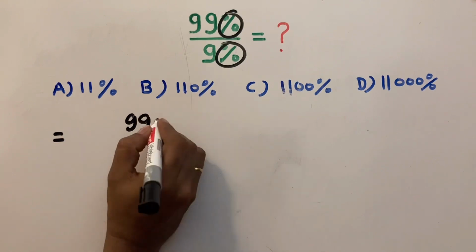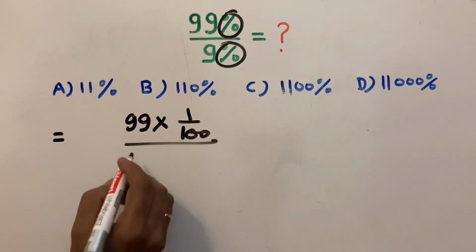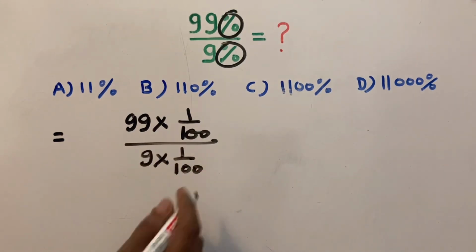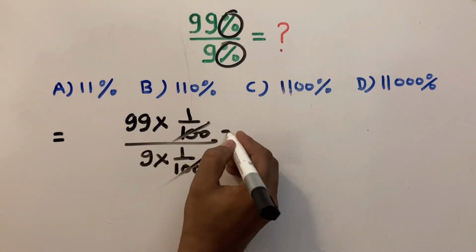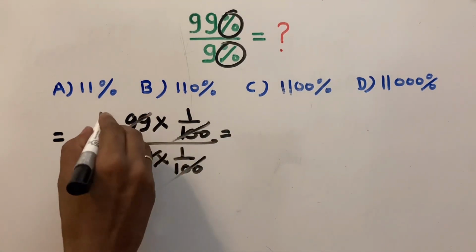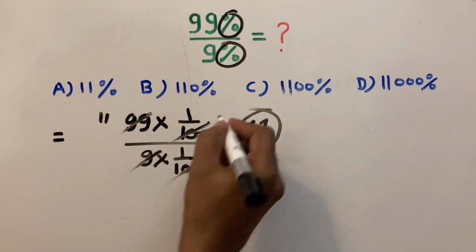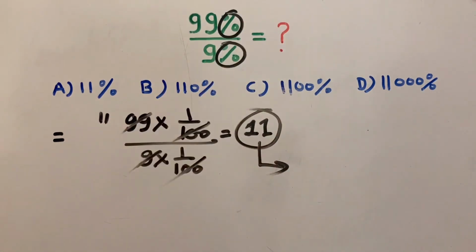99 multiplied by 1/100 divided by 9 multiplied by 1/100. This 100 cancels out, so it equals 99 divided by 9, which is 11, a numerical value. Now the 11 you have to convert into percentage.